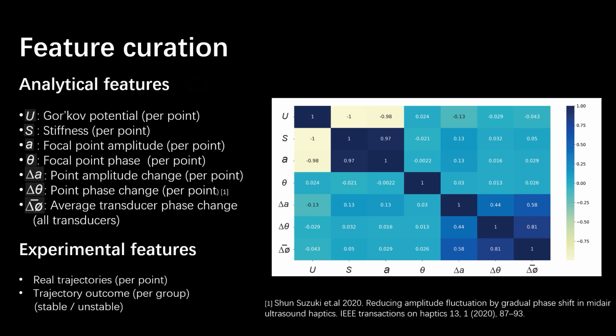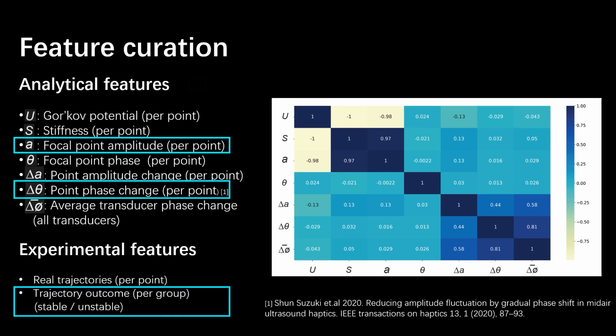Among our analytical features, we examine their correlation, and we find that amplitude is strongly correlated with Gor'kov potential and stiffness. Also, point phase change has a relatively high correlation with the average transducer phase change. To make these features the same dimension and with less computational cost, we selected focal point amplitude and point phase change as analytical features. For experimental features, we use the trajectory outcome, stable or unstable, as a feature label.